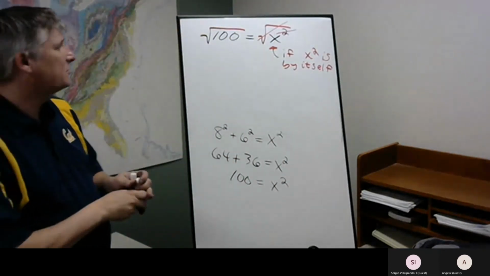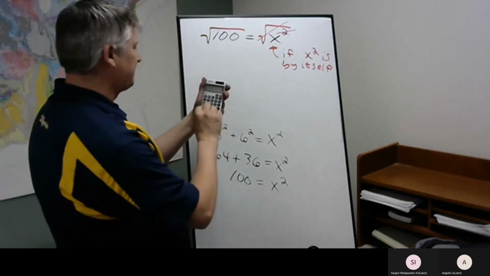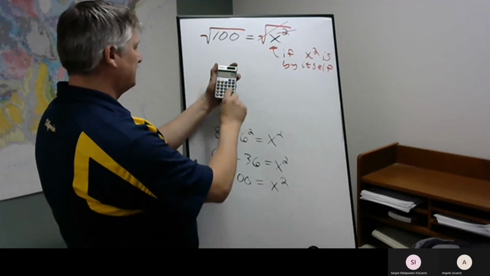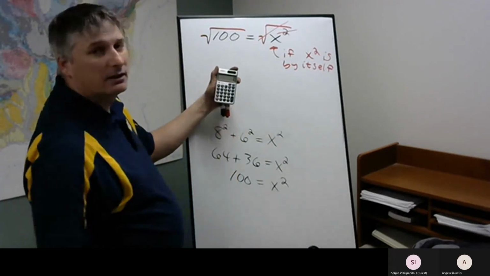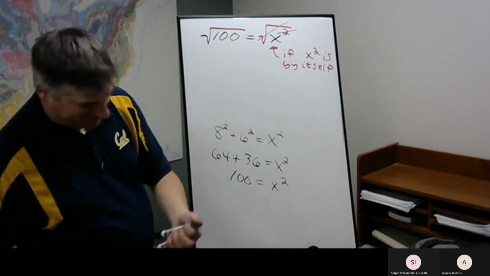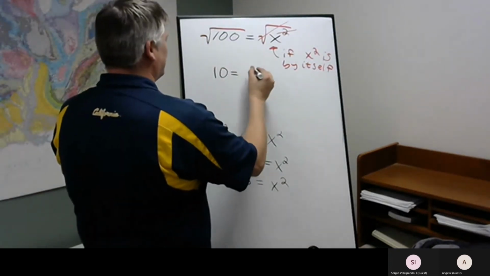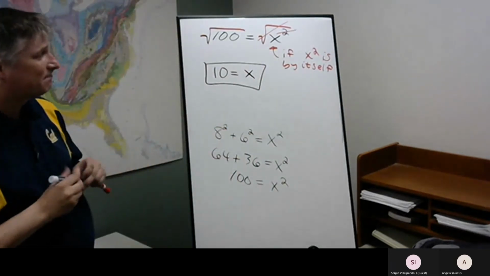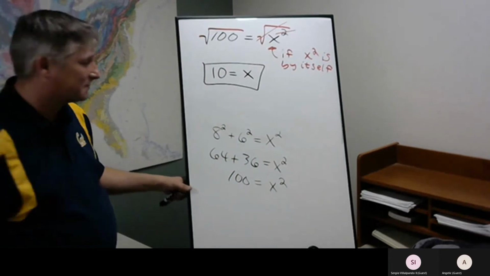Now on your calculator, you do have a square root sign. On my calculator, I'll type in 100, and then there's the square root sign. I'm going to press the square root button. I get 10. So 10 is equal to x. And that's going to be our answer.